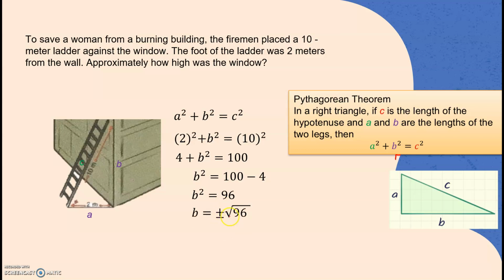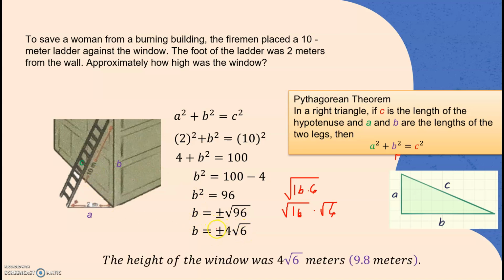So, yan. So, basically, si 96, pag finactor mo, using case 2, magiging 16 times 6. Then, square root of 16 times square root of 6. Yan. Magiging plus minus 4 square root of 6. And then we use the principal square root. We only use the positive values since we're talking about lengths. Diba? So, yan. The height of the window was 4 square root of 6 meters, which is approximately 9.8 meters.